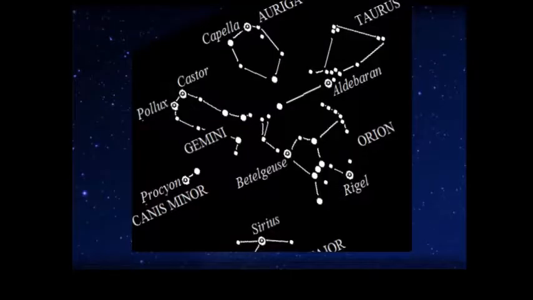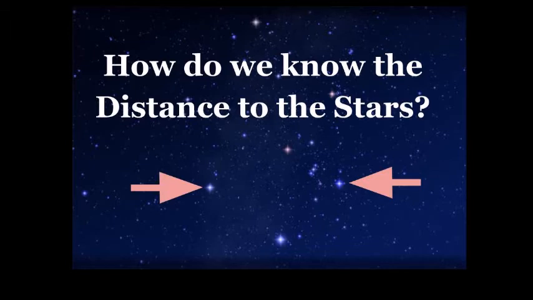Here's a concrete example from the winter sky. These two stars, as you can see, are about the same brightness, but your textbook says that they are not the same. This one is closer and smaller. That one is much bigger and much, much farther away. Well, says who? How do we know the distance to the stars?